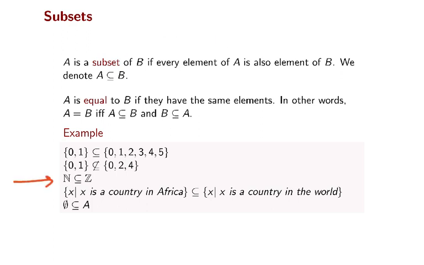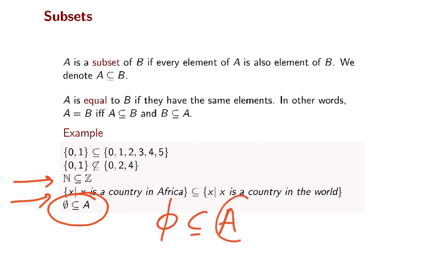We can see here that the set of natural numbers is a subset of the set of the integers, and here that the set of the countries in Africa is contained in the set of all the countries. And this particular formula here, the empty set is a subset of A. That will happen with any set A. The empty set is a subset of anything, no matter what A is. The empty set is considered a subset of any other set.